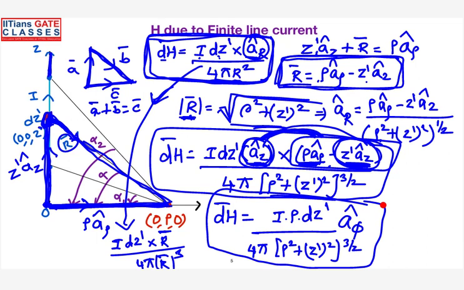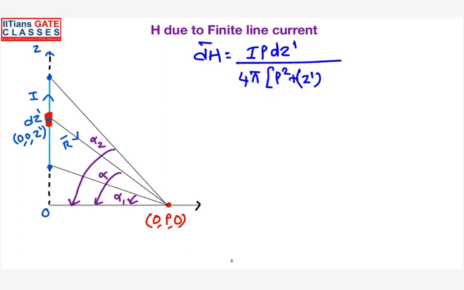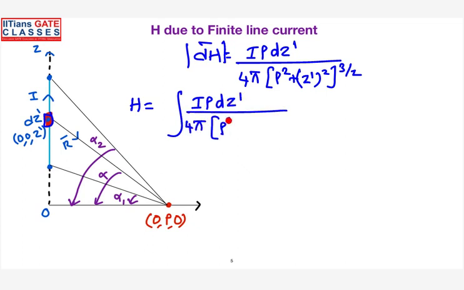Once again, I will clear the slide and I will write. So what is the value you are going to get? I rho dz prime divided by 4 pi into rho square plus z dash square whole power 3 by 2. This is the magnetic field intensity due to this small current element. Now I want to find the total magnetic field, so you need to integrate: I rho dz prime divided by 4 pi, rho square plus z prime whole square, whole power 3 by 2.